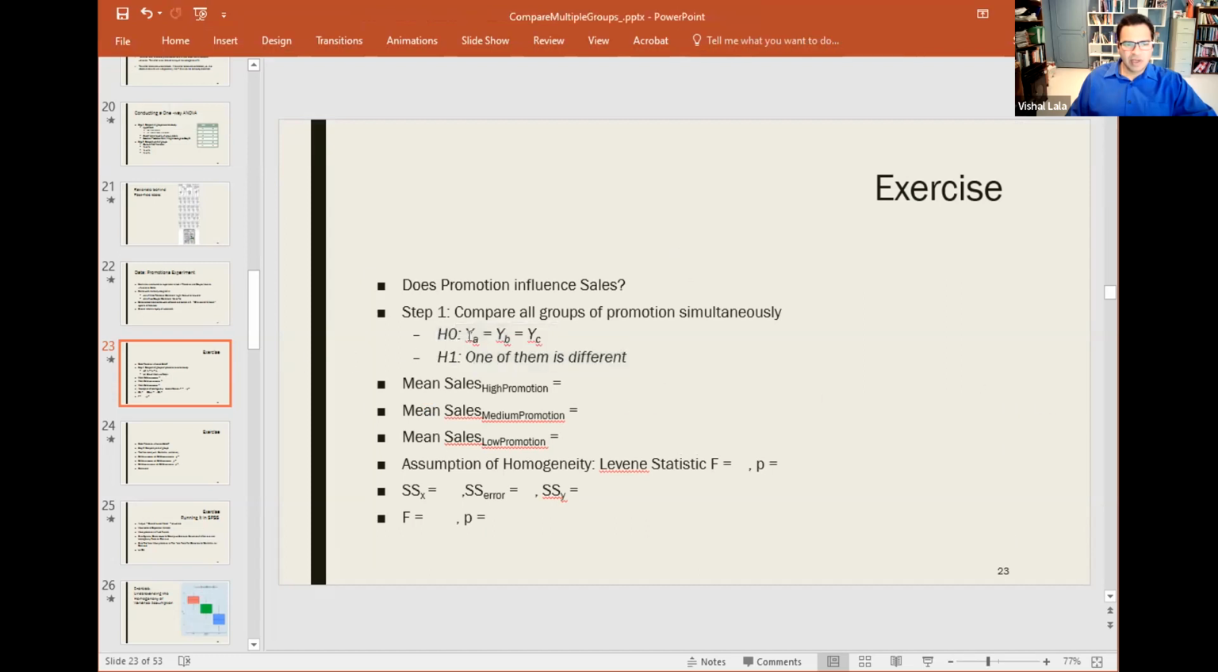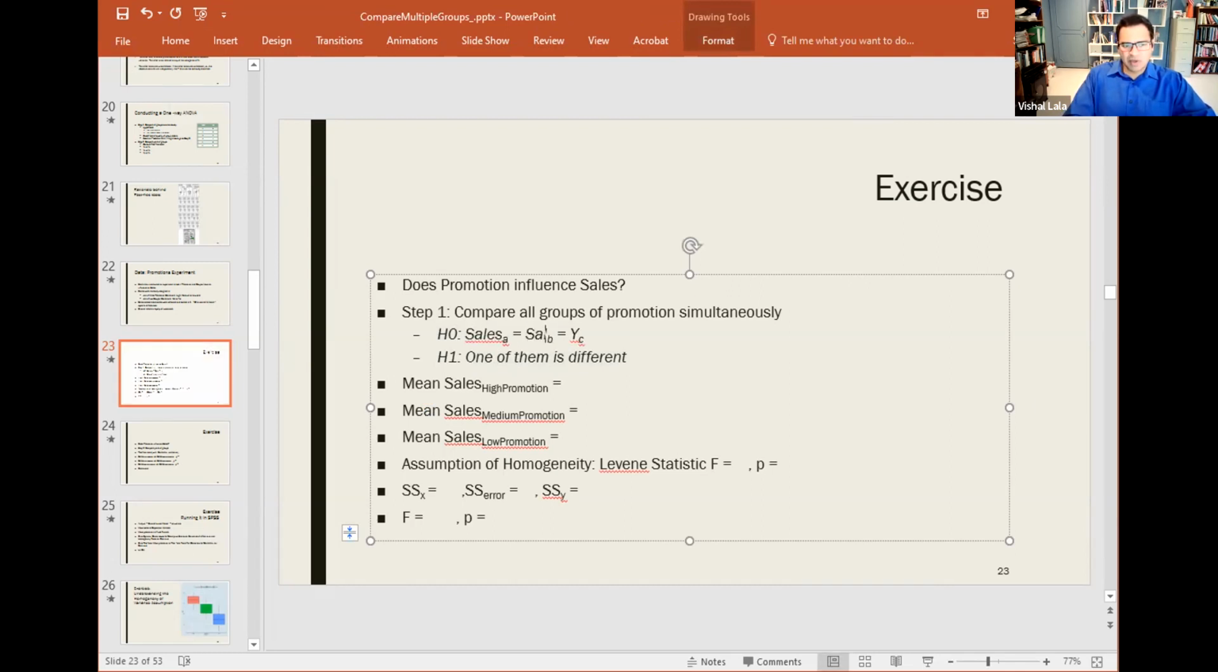We're going to look at Y as our outcome variable. In this case, it is sales, because we want to compare sales across 3 levels of promotion. The 3 levels are high, medium, and low. So that's our hypothesis then. We want to see if sales vary across different levels of promotion.